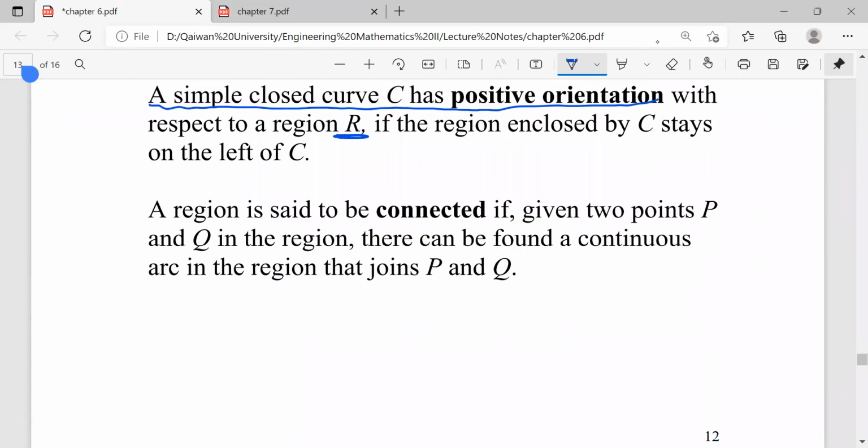Here we say a region is said to be connected if we take any 2 points from the region, let's say these 2 points, we can join them by a curve that is in the region.